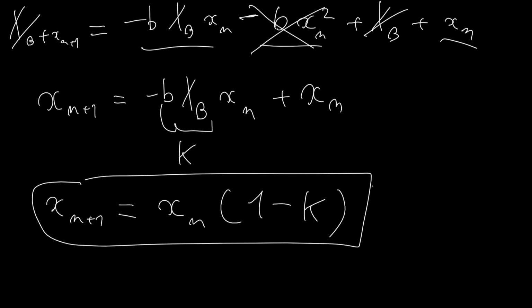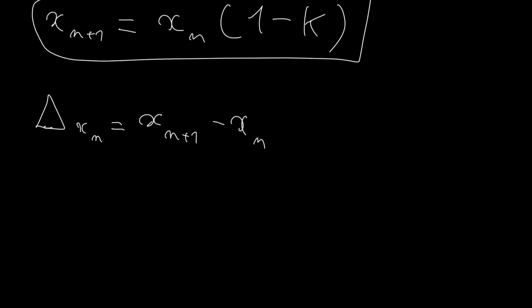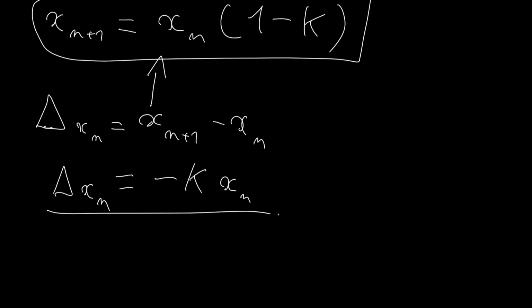We can write this equation in a different form, as we did before, in terms of the change in population numbers from one year to the next. So delta xn would be equal to xn plus 1 minus xn, and substituting the value for xn plus 1 would give us delta xn is equal to minus k xn. Now this form here will help us analyze the behavior of the population around the point of equilibrium for different values of k.